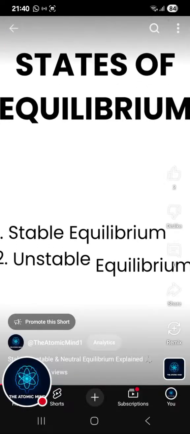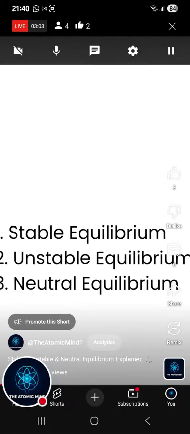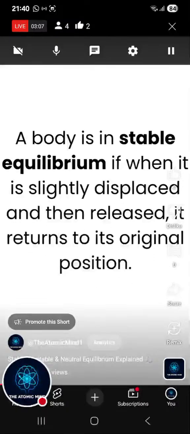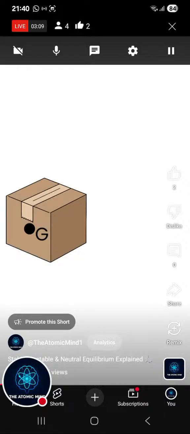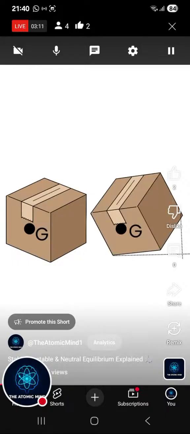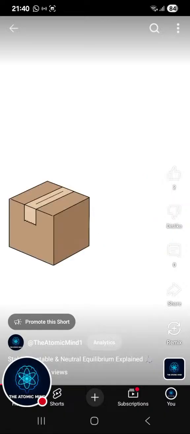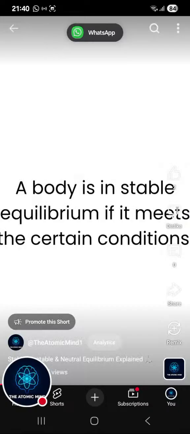States of equilibrium. Stable equilibrium. A body is in stable equilibrium if, when it is slightly displaced and then released, it returns to its original position. For example, suppose a box is lying on a table in equilibrium. Tilt the box slightly about one edge, and on releasing, it returns back to its original position.